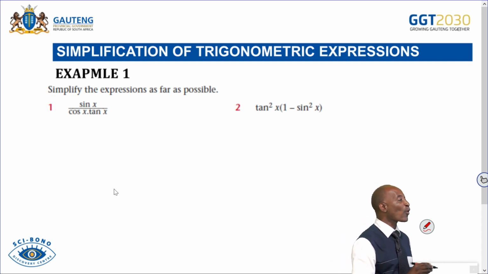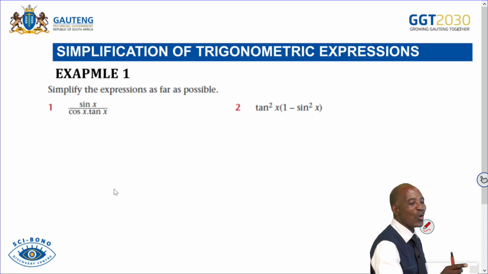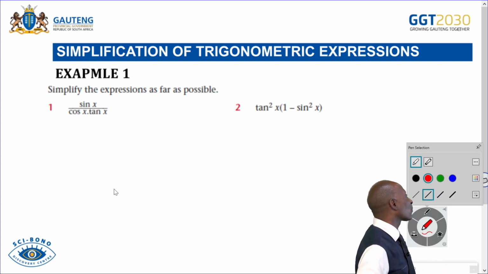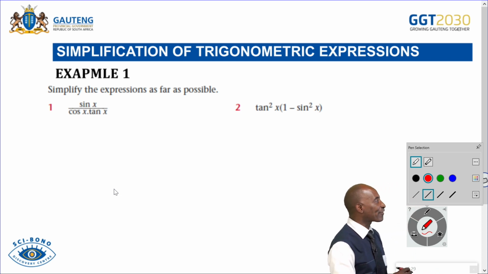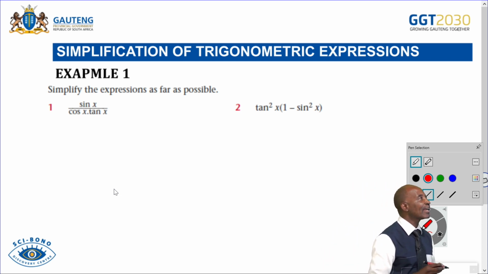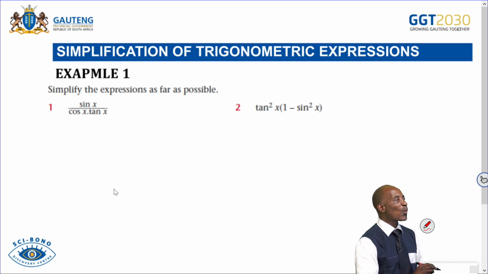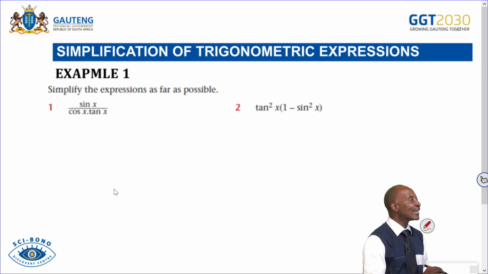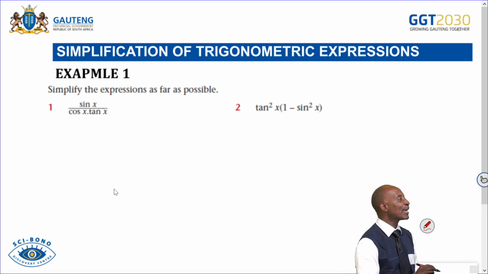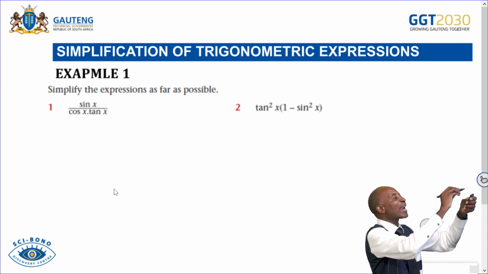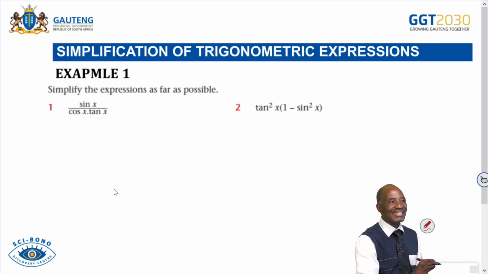We now want to move on and have a look at how we apply those two to answer some questions. Our first question for the day, that is example number 1, says: simplify the expression as far as possible. We are given sine x divided by cos x multiplied by tan x. This is where you apply your identities.